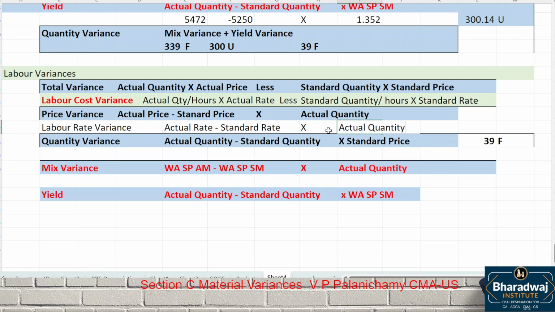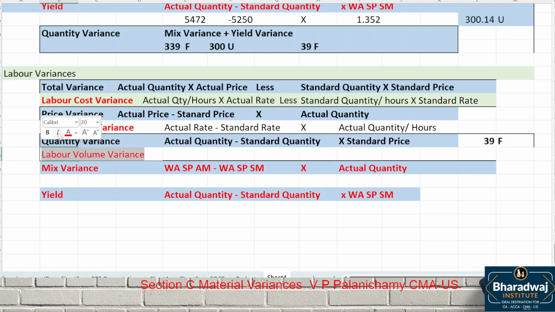Quantity we will take based on output or hours. If workers are paid based on hours, you take the hours. If workers are paid based on quantity, volume of output, you take that. This is called labor rate variance. For material, we use the word price variance. For labor, they use the word rate variance. Quantity is otherwise called volume. Labor volume variance. Volume is nothing but the volume of output.